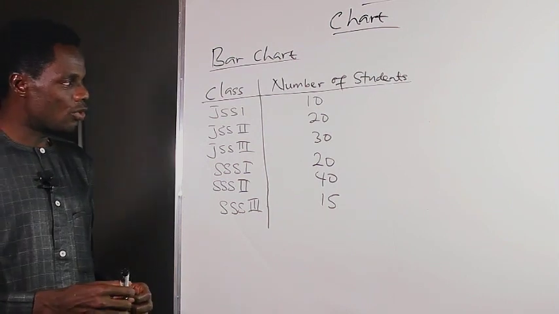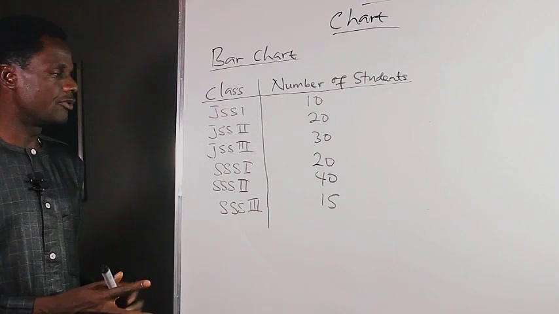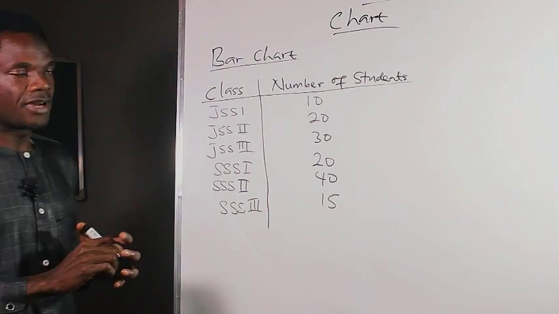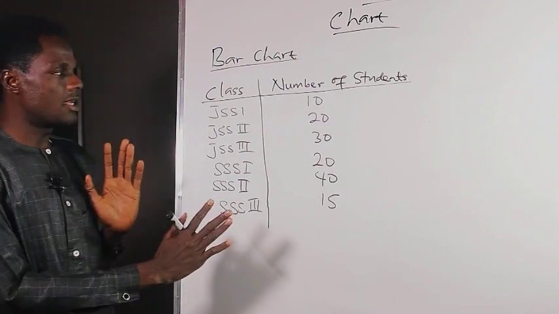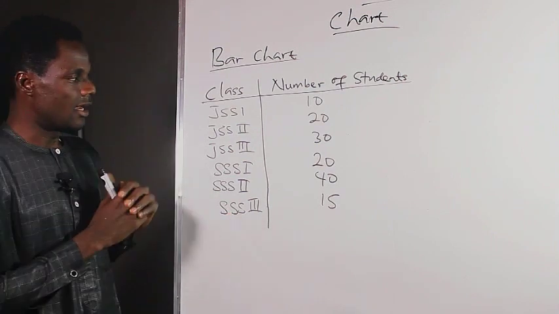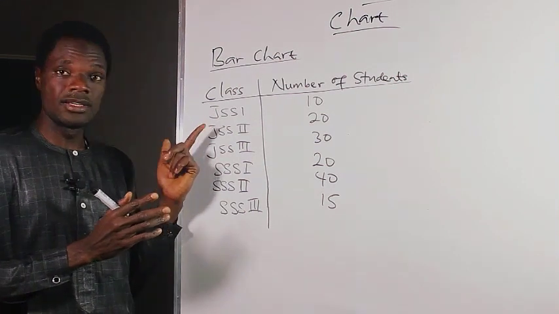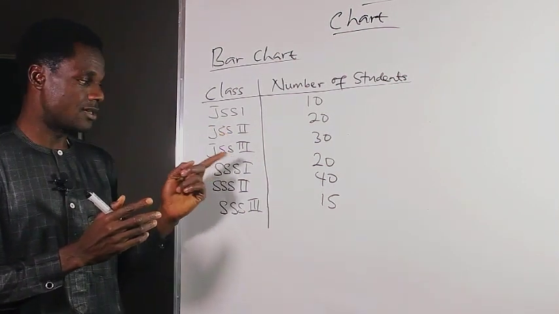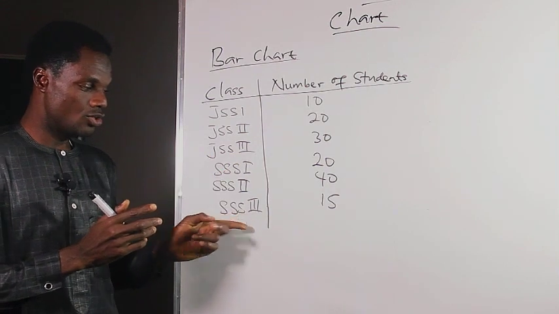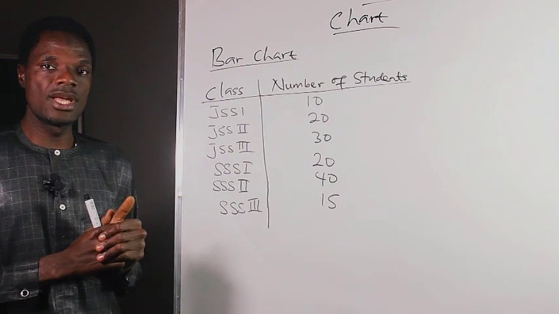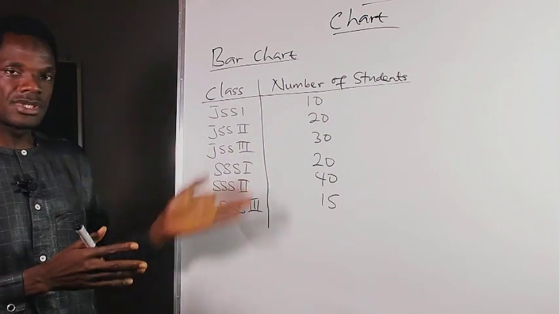Now, if you are going to construct the bar chart for this information, the first thing we are going to do is to look at the variables that we have. The first one is class. The class is the first variable that we have: JSS1, JSS2, JSS3, SS1, 2, 3. And on the second column, we have the number of students. The number of students, as you see, varies.